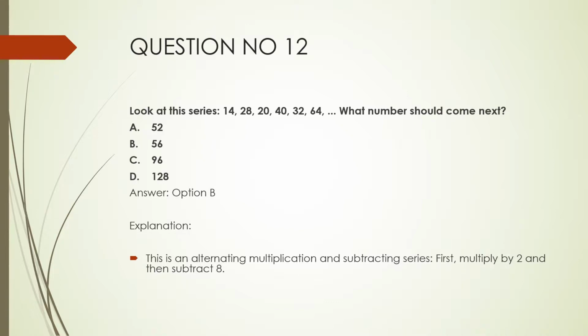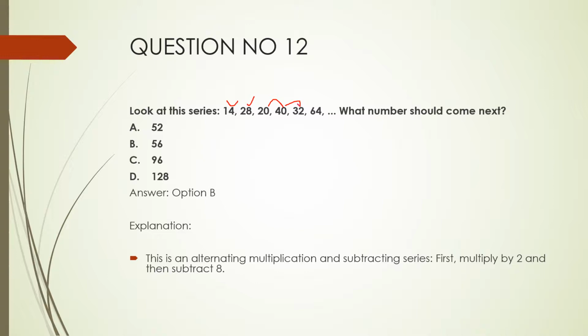Question number 12. Series is 14, 28, 20, 40, 32, 64. Here, there is an alternating multiplication and subtraction. That is, the first number is multiplied by 2, you will get 28. And from 28, 8 is deducted. You got 20. And then again we are multiplying 20 with 2. So you got 40. And 8 is deducted, you got 32.